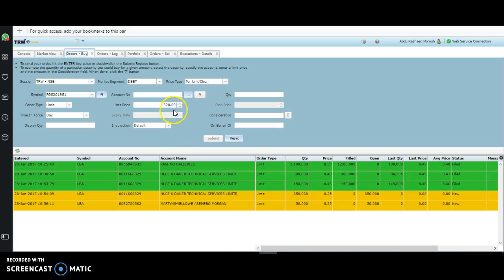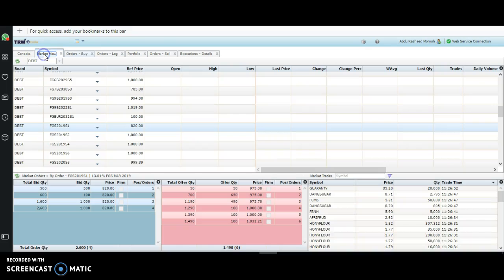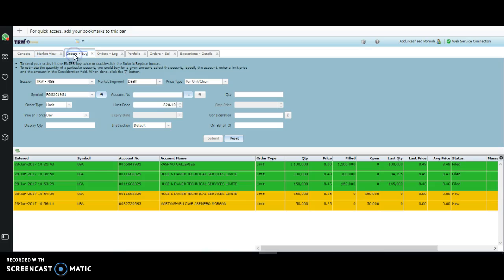So we go back to the buy. I want to buy at 820 naira and 10 kobo. Why? I go back to the market view. On the market view, you can see that the people have lined up at 820. So if I want to come to the top of the line of the queue, I have to place a higher price. I have done it at this price. I want to buy 500,000 units.